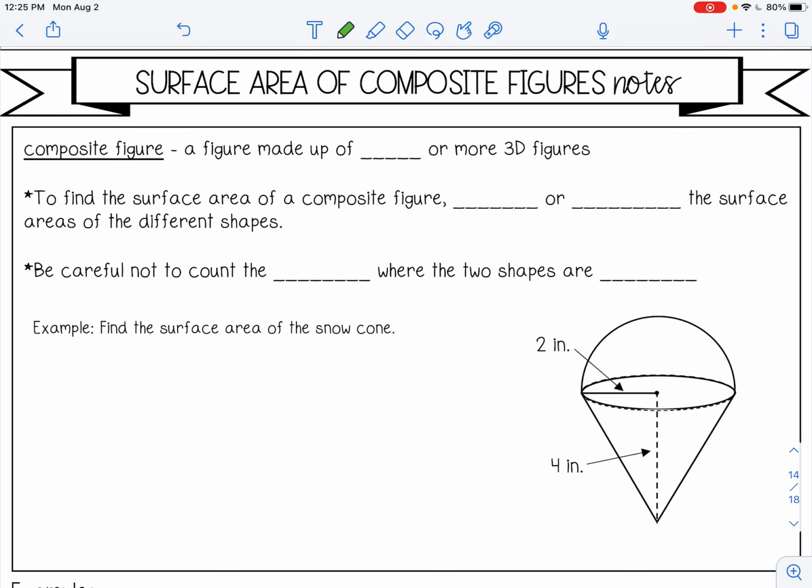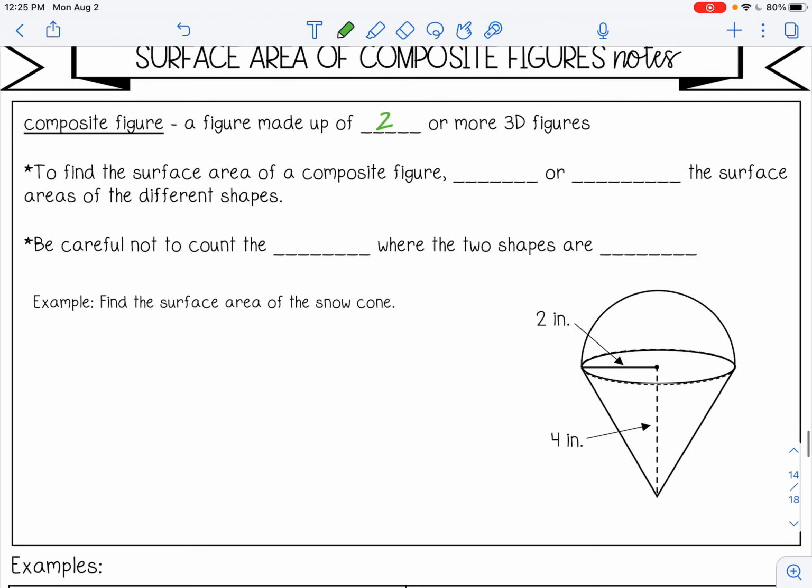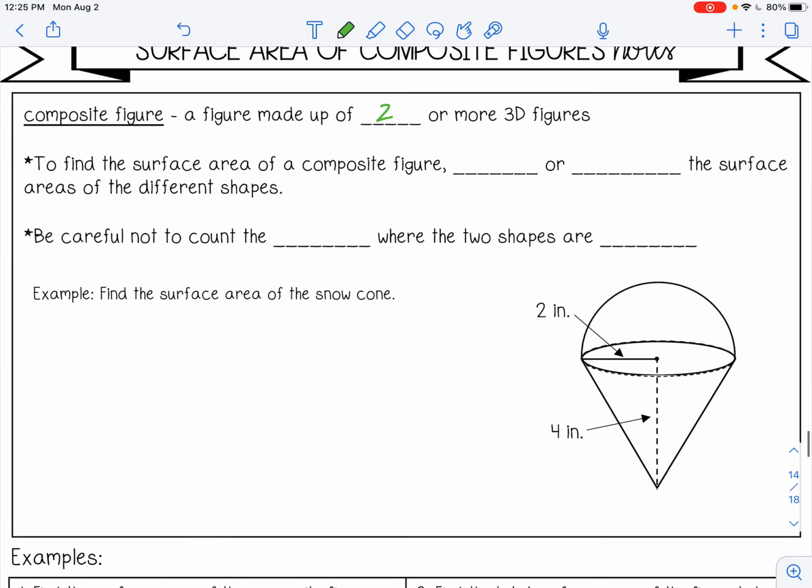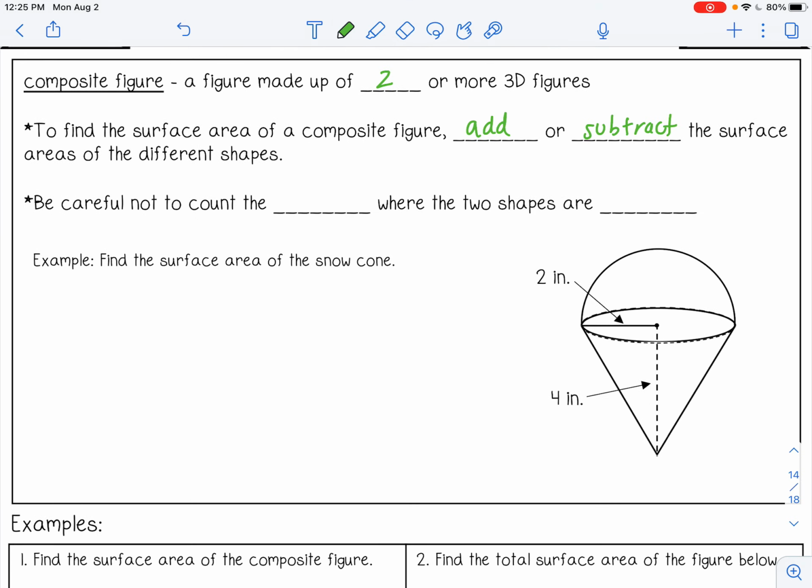Welcome to this lesson on surface area of composite figures, and we will also go over application problems in this lesson. A composite figure is made of two or more 3D shapes. To find the surface area of composite figures, you can either add or subtract. Depending on what the shape looks like, it's usually adding the surface area of the different shapes, and then you'll get the total surface area.